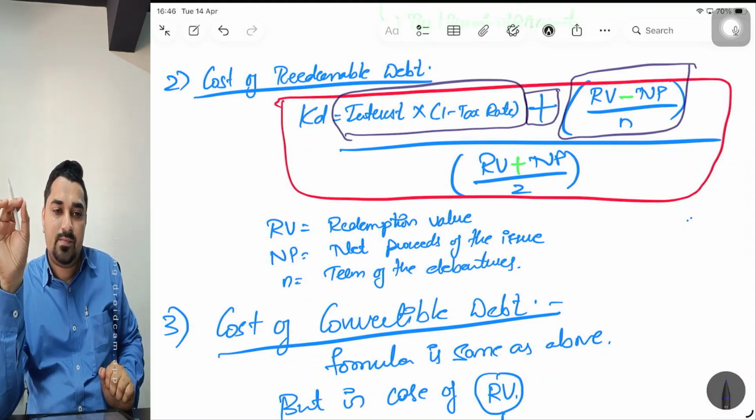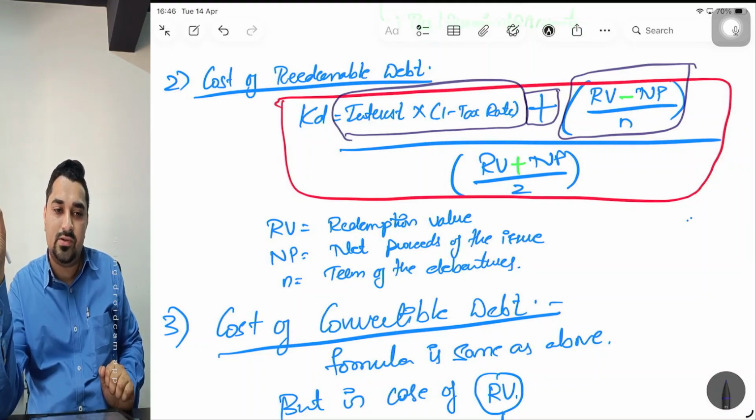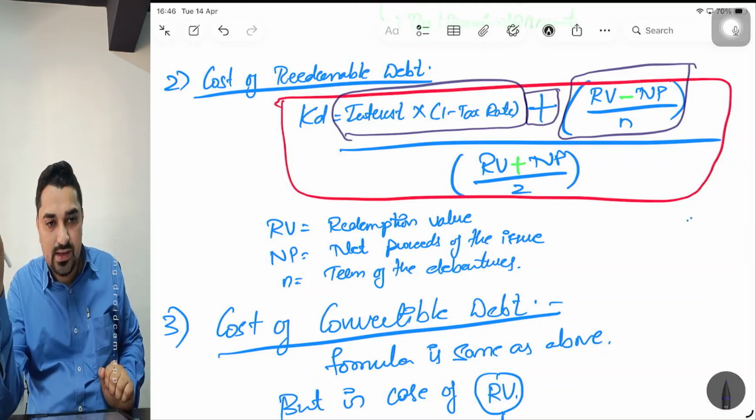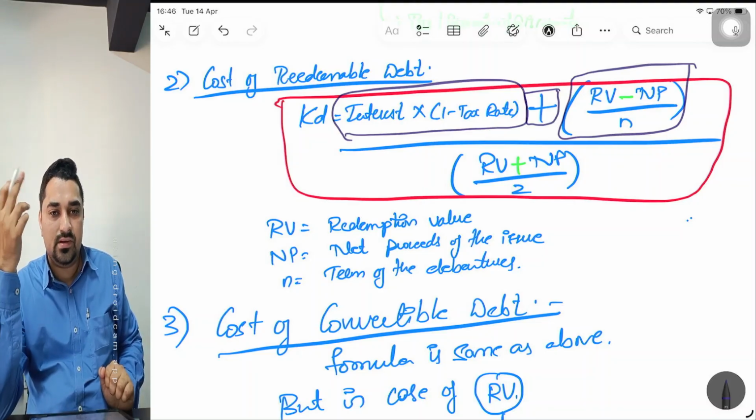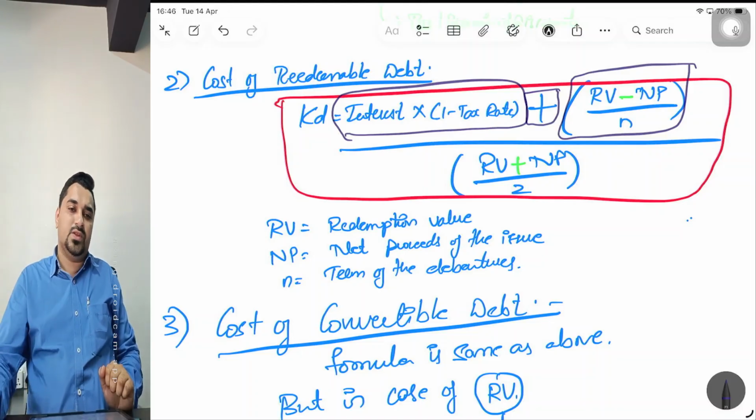Correct? What do you mean by NP? NP means net proceeds. Net proceeds means if I issue debentures today, what is the amount that I'll get in my pocket? So that was similar to the previous formula. Correct? NP means net proceeds. What is N? N means the term, the life of the debentures. So what is the formula?